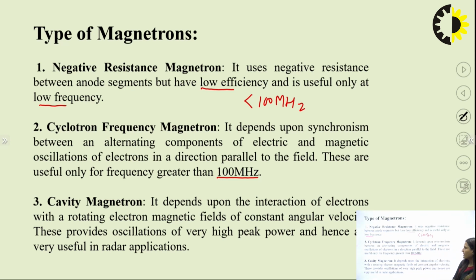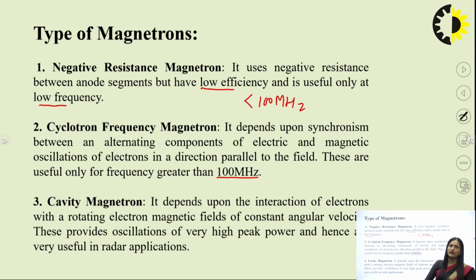Third one is the cavity magnetron. It depends on the interaction of electrons with the rotating electromagnetic fields of constant angular velocity. Okay, so it provides oscillation of a very high peak power and hence is very useful in radar applications.